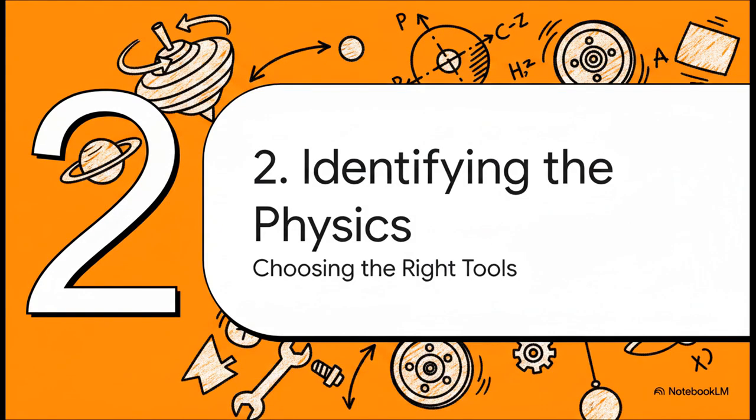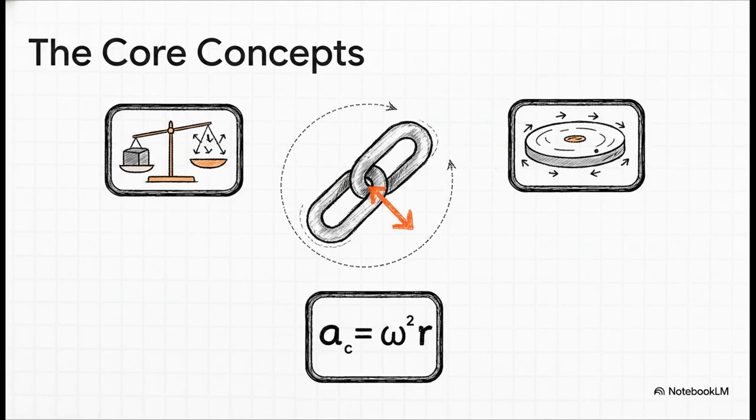All right, now that we know what we have and what we need, it's time to open our toolbox. What fundamental physics principles are actually running the show here? It all comes down to good old Newton's second law. The net force equals mass times acceleration. But, and this is the big but, because our chain is moving in a circle, that a isn't just any acceleration. It's a very specific kind, centripetal acceleration. That's the acceleration that's always yanking the chain toward the center, forcing it to turn.